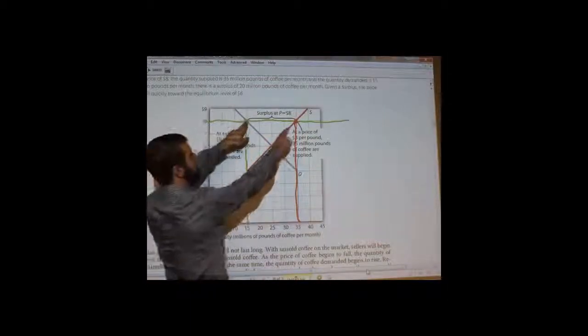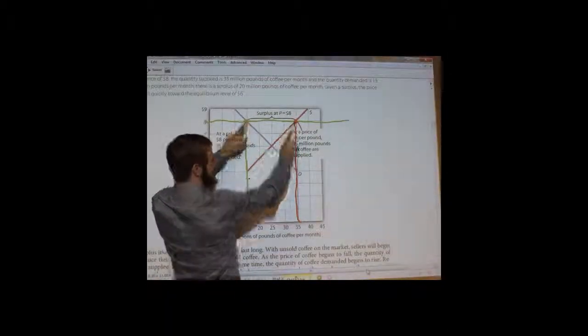And what quantity do producers want to supply? 35. So here we have the quantity supplied. So we have 35 million units being supplied, but only 15 million units being demanded. So we call this a surplus, right? And that's illustrated here. When the price is $8, we have a surplus of 20 million units.